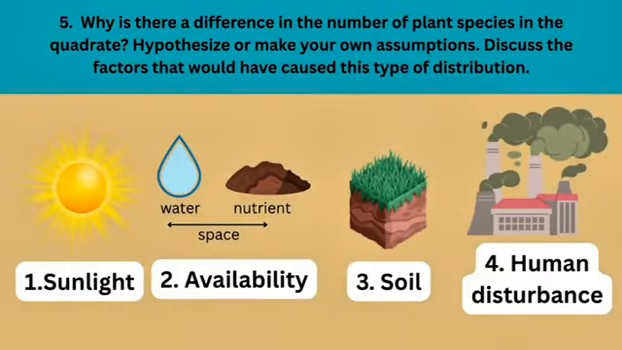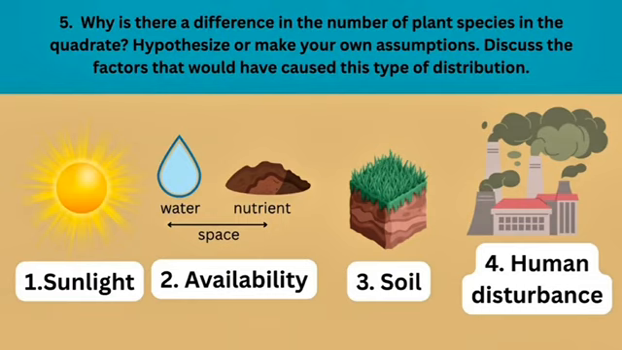Why is there a difference in the number of plant species? And discuss the factors. The hypothesis that we could make is the abiotic factors, which are environmental factors such as sunlight, availability, soil moisture, nutrient levels, and human disturbance. First is sunlight. Some quadrats may receive more sunlight due to their position or lack of canopy cover, allowing sun-loving species to thrive, while shaded areas may support only shade-tolerant species.